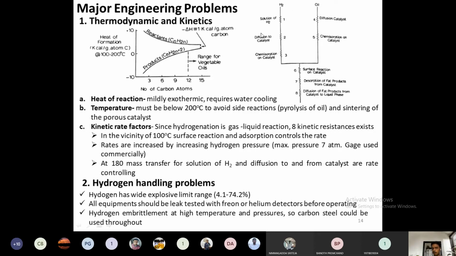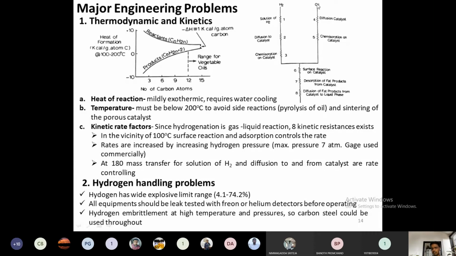Then this dissolved hydrogen will be diffused to the catalyst surface. So this will be a second resistance. Then the third resistance will be a chemisorption on the catalyst surface. For the reaction to happen, oil plus hydrogen will give rise to fat. So hydrogen, being in a gaseous phase, needs to be chemisorbed or adsorbed on the inside surface of the catalyst, nothing but an active site of the catalyst. When this hydrogen is adsorbed on the active sites of the catalyst, it will offer some resistance. This is known as the third resistance.